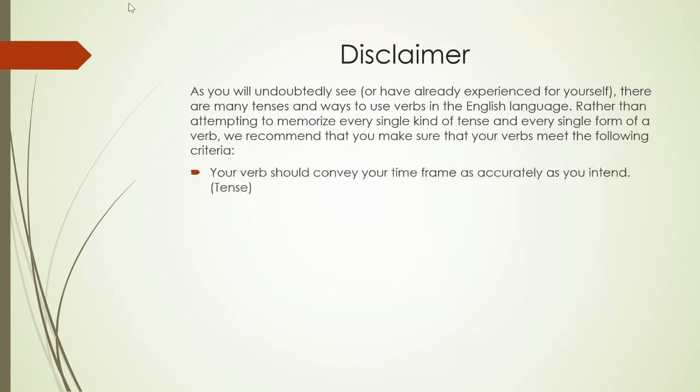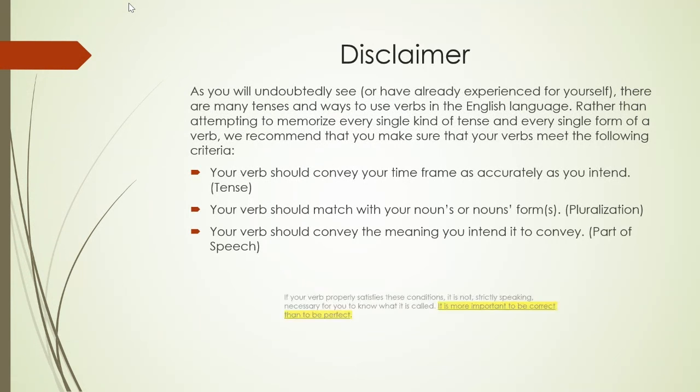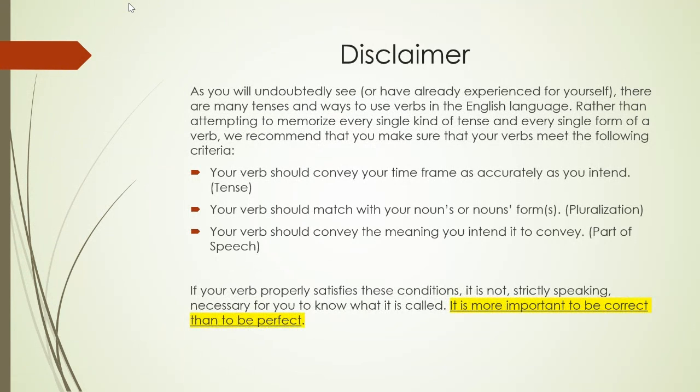One thing to keep in mind while you go through this guide is that there are many tenses and ways of using verbs in the English language. Try not to focus on memorizing every single kind of tense and form of a verb. Rather, you should make sure your verbs meet the following criteria. Your verb should convey your time frame as accurately as you intend. This is known as verb tense. Some specific types of verb tenses include past, present, and future.